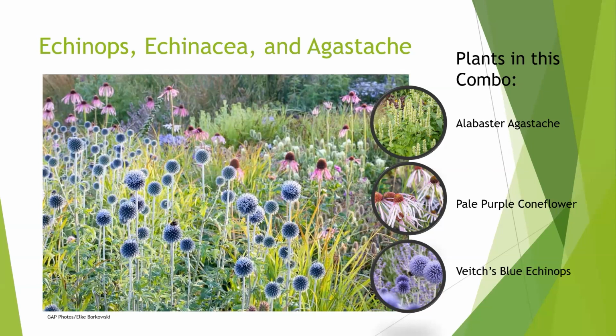In this design, you have an alabaster agastache, also known as hyssop flower. That's kind of back here in the back. And then you have a pale purple coneflower. You can see that is just here and there. And then you have this blue echinops, which is almost a thistle-looking flower.